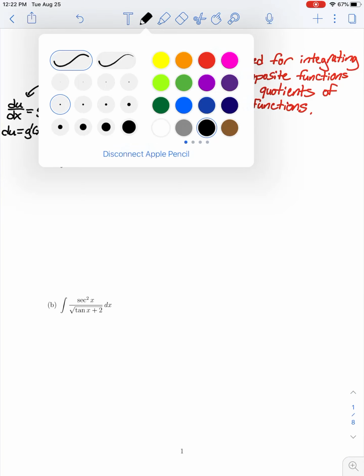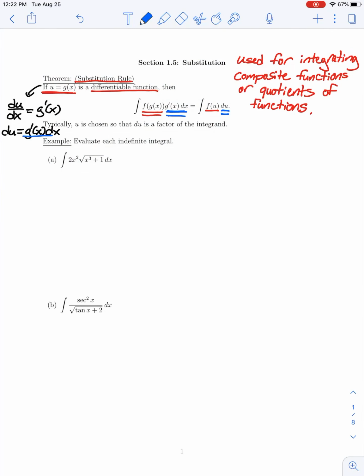So this term that we had in the original integral involving x, which is g prime of x dx, is just the differential of u. And so this new integral only involves the variable u, and typically this new integral in terms of u is something that's much easier to integrate. That is much easier to find an antiderivative of.